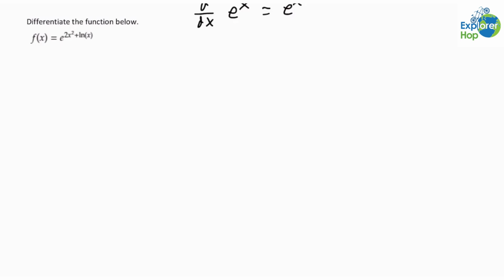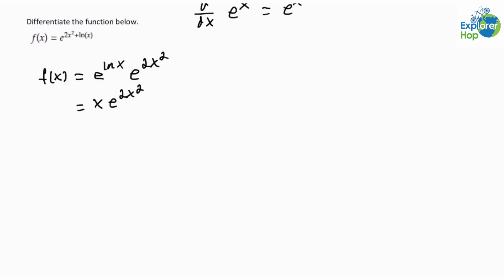Before we find the derivative of f of x, let's first simplify this function. Notice that we have a ln x term in the exponent, which we can simplify. So f of x is equal to e to the power of ln x times e to the power of 2x squared, which is equal to x times e to the power of 2x squared.